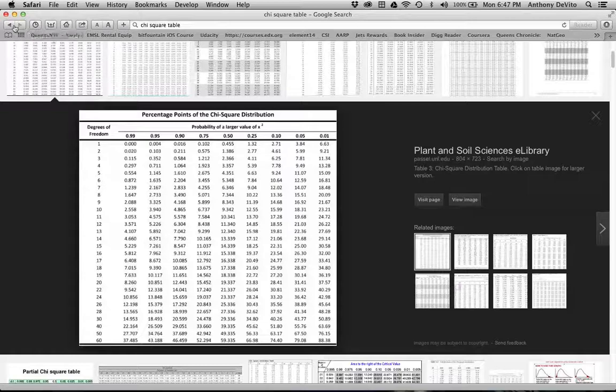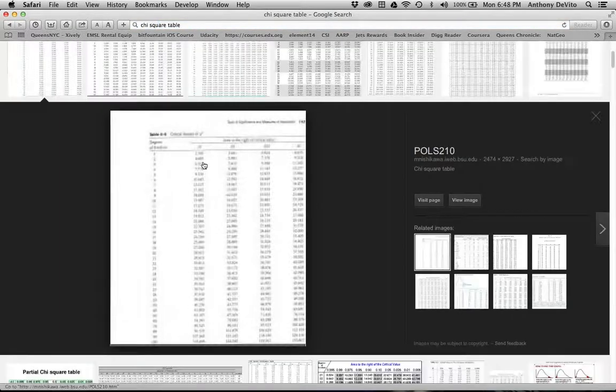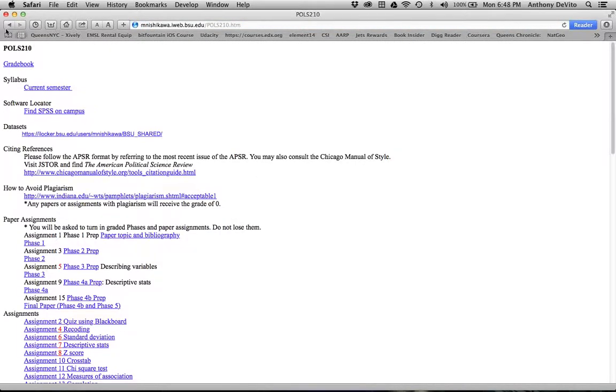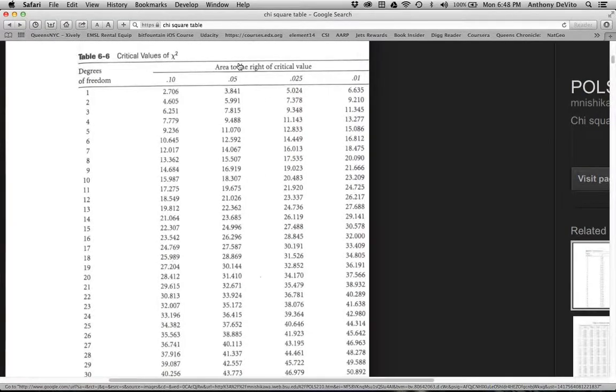Your table in your book is probably not going to have this many columns. It's probably going to be more like this. Area to the right of the critical value, or bigger than the critical value, 3.84 for 1 degree of freedom.